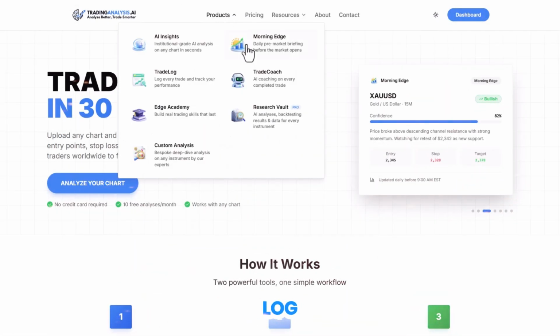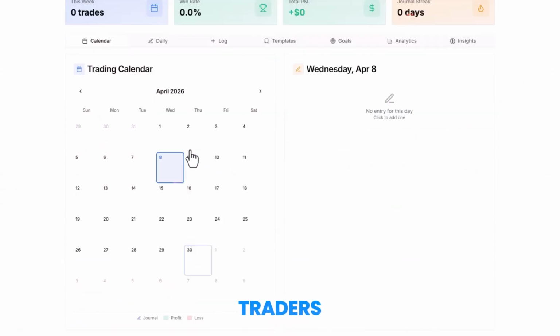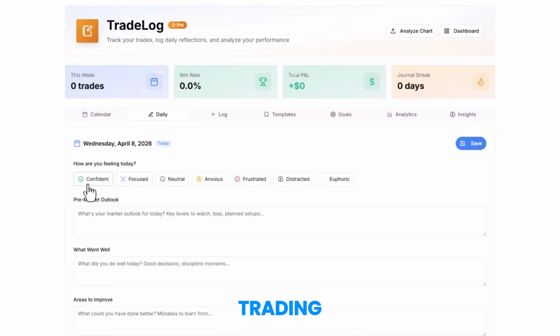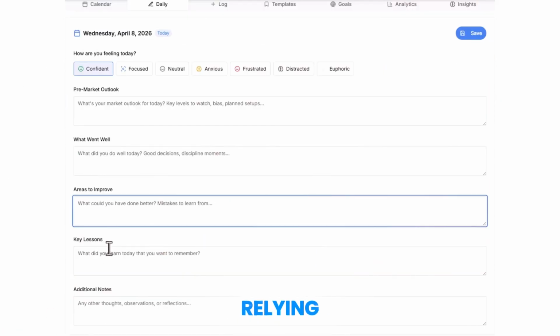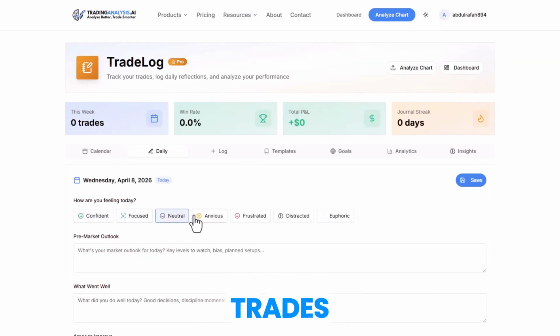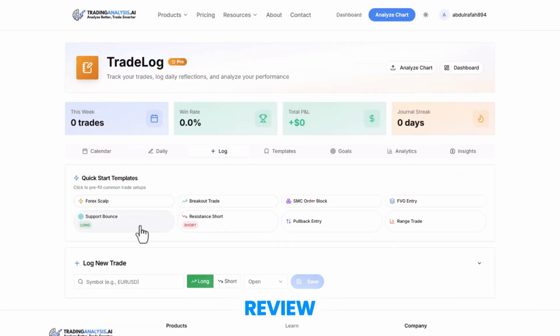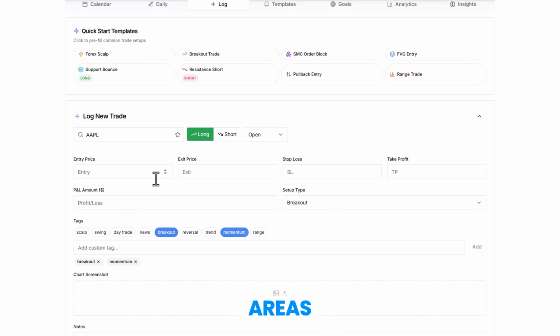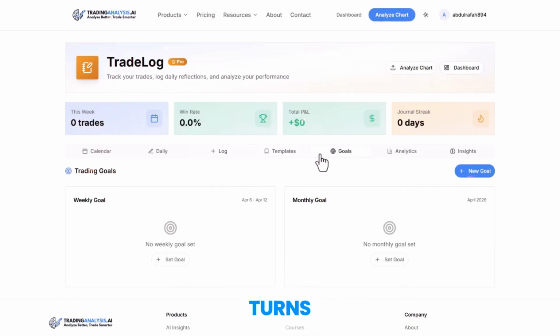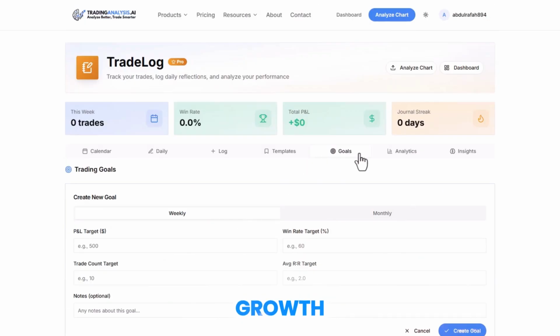Then we have TradeLog. TradeLog helps traders track performance and analyze their trading behavior. Instead of relying on memory, traders can log trades, track win rates, review performance trends, and identify areas for improvement. This turns random trading into structured growth.